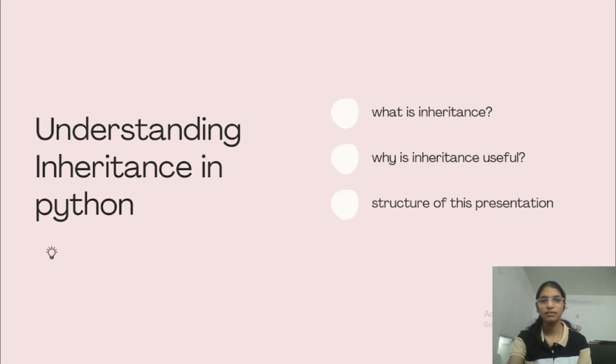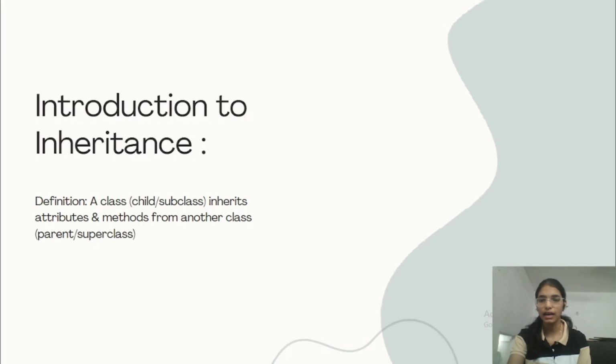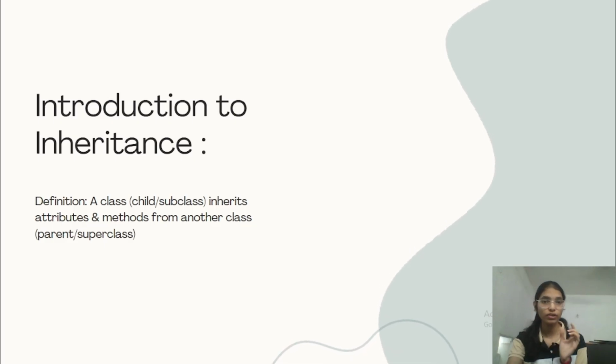As you can see, the bullet points show what inheritance is useful for, the structure of this presentation, and so on. Coming to the introduction to inheritance: inheritance allows us to define a class that inherits all the methods and properties from another class. It supports the Don't Repeat Yourself principle by promoting code reuse. We have a base or parent class and a derived or child class.